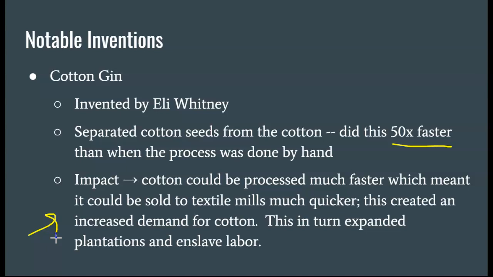And because of that, this in turn expanded plantations and also enslaved labor. So the cotton gin was a huge factor in the fact that enslaved labor was growing at this time. Remember, this is right before the Civil War, and we're going to learn about the Civil War in fourth quarter in detail. Because of this increased need and want for cotton.